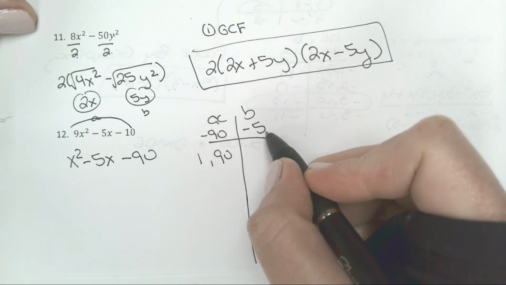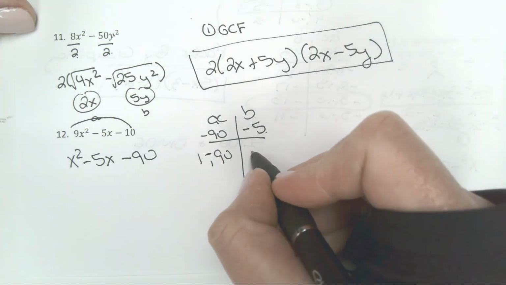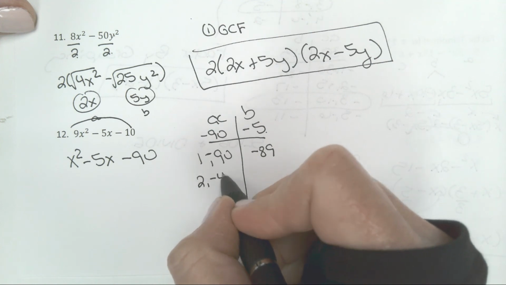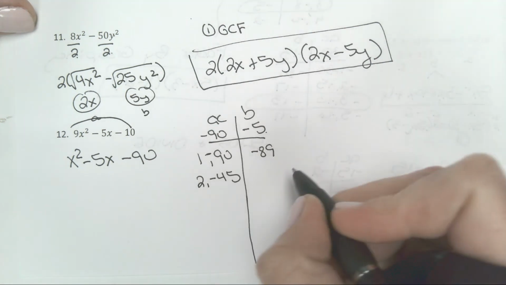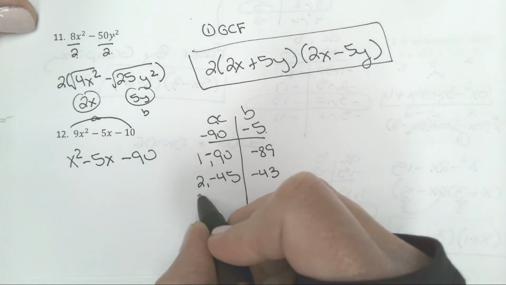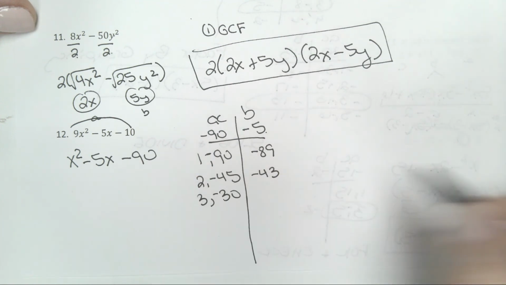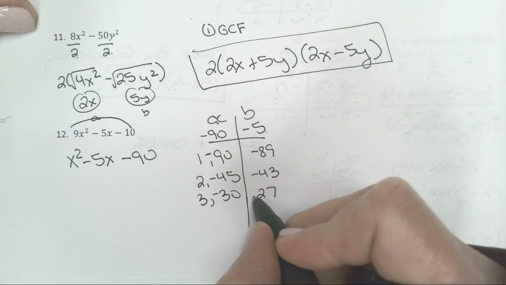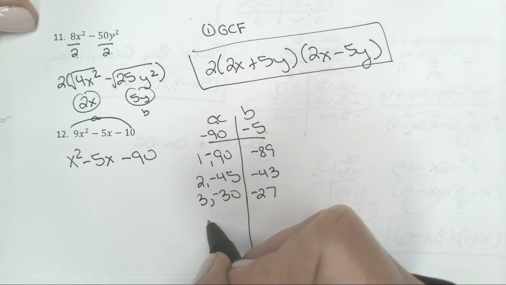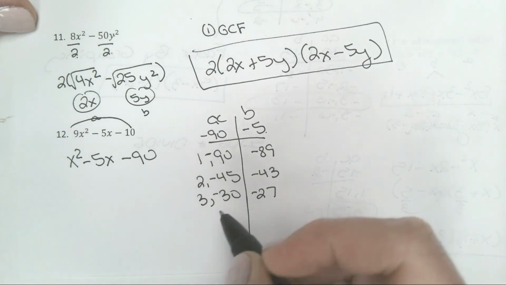Let's see, it has to add up to a negative, so that means my big number has to be negative. That's negative 89. Moving on. 2 and negative 45. That adds up to negative 43. Nope. 3 and negative 30. That adds up to negative 27. I did 90 divided by 4 on my calculator, and I got a decimal, so I moved on.